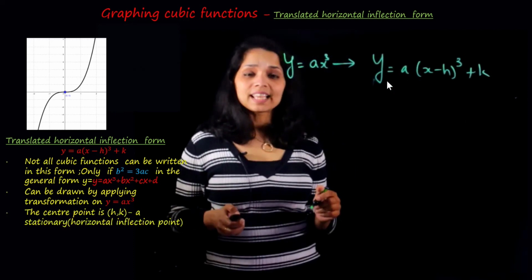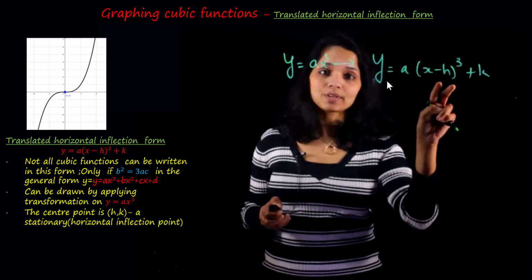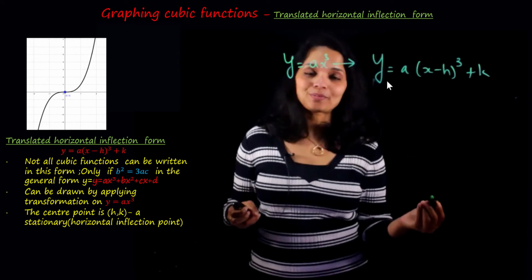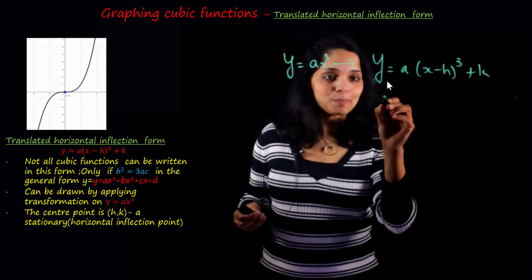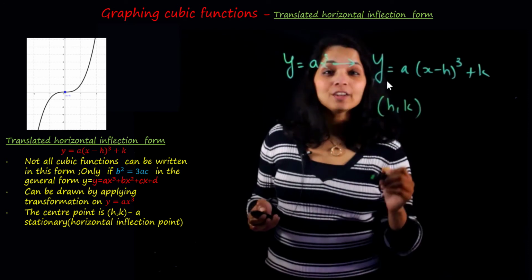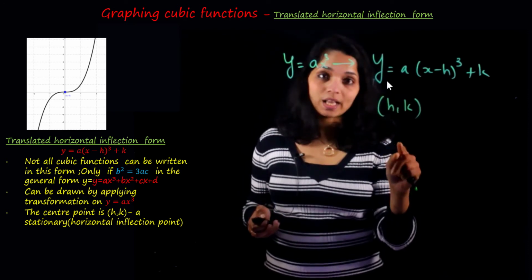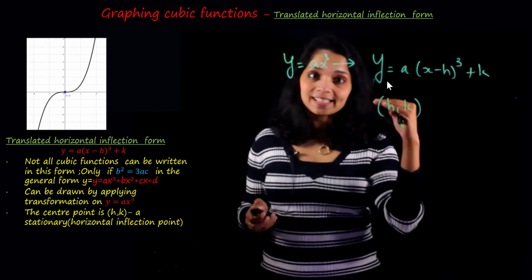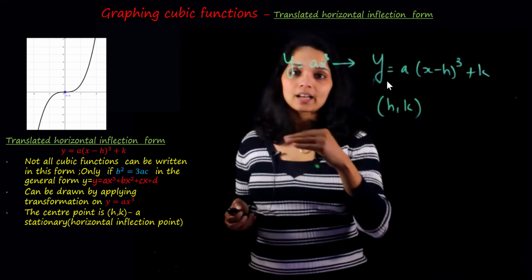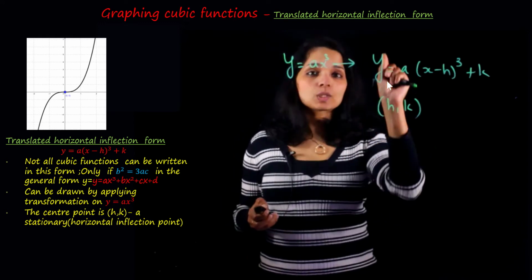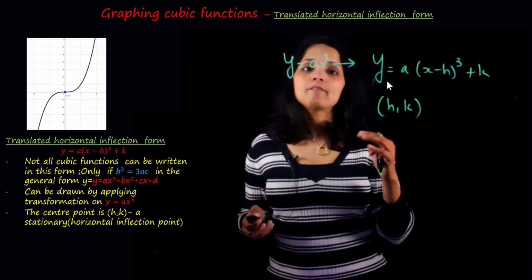Okay, the first thing that we get from this form, the translated horizontal inflection form, is the center point of the cubic function without using any equations. The center point is (h, k). Also this is an inflection point and a stationary point as well. If you draw a tangent at the center point, it will be a straight line, a horizontal line parallel to the x-axis. Also at this point, the concavity changes from being hill shape to a valley shape.